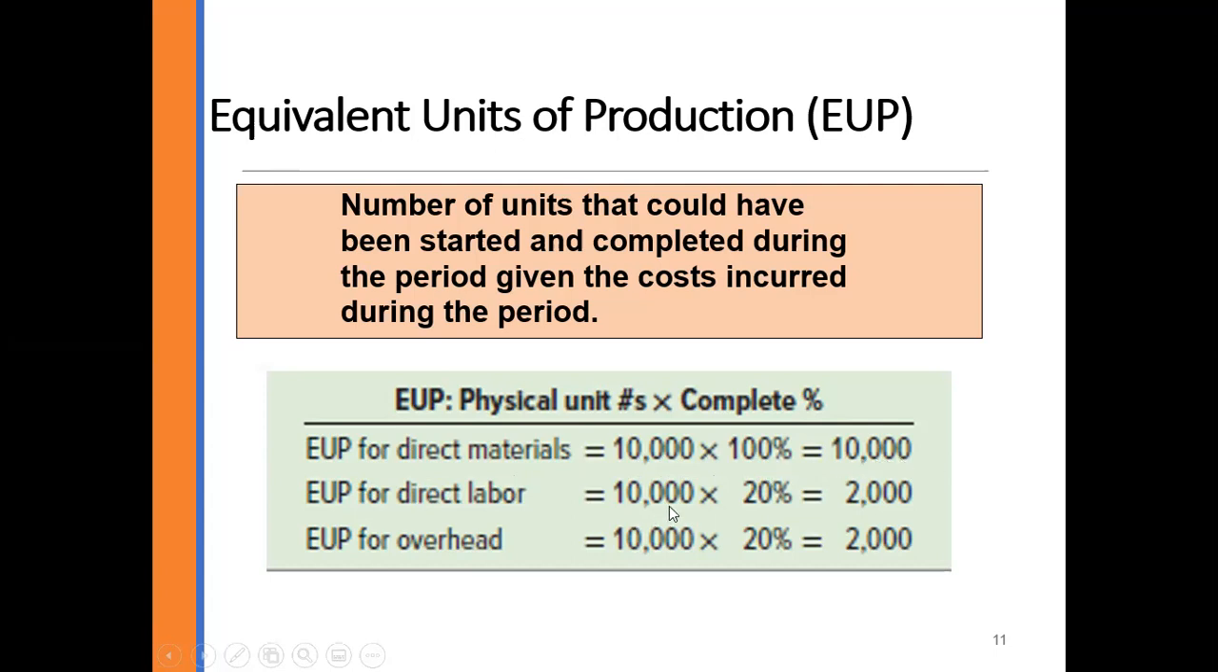Now those 10,000 units are still work in process. They're still being processed. They've only had 20% of the labor cost applied. So then that's only 2,000 equivalent units of production for labor. And then again, those same 10,000 units for overhead have only had 20% of overhead cost applied. So 2,000 equivalent units of production for overhead.